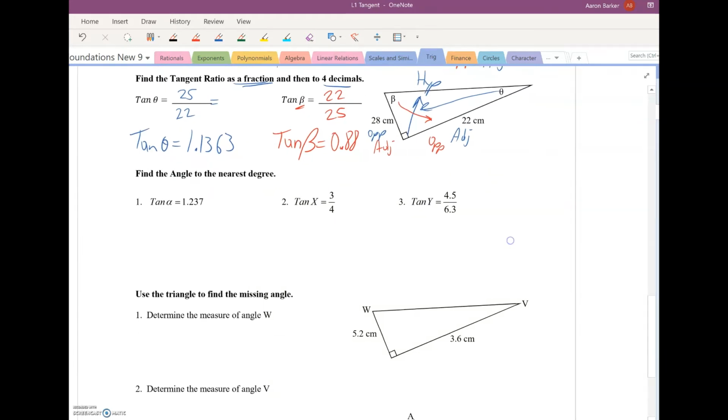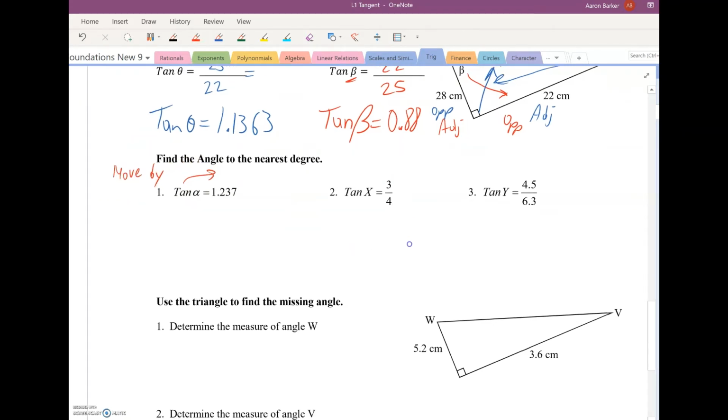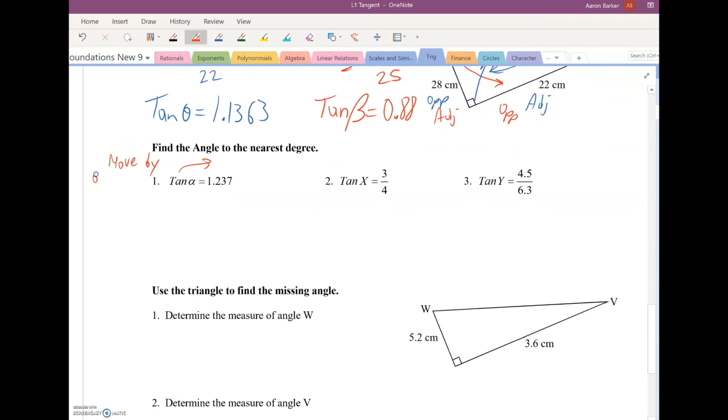Next, now you're finding the angle to the nearest degree. So now we've actually told you what the ratio is. You have to figure out what the angle actually is. So it's the next step. What you have to do is move tangent to the other side. In order to move it, what are your algebra rules? You move by doing the opposite.